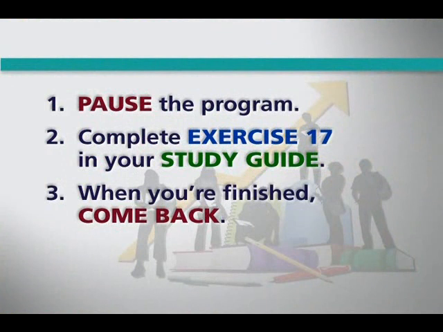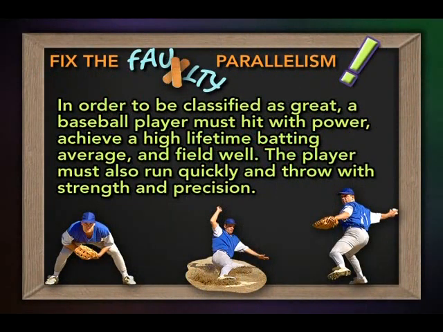So now what I would like you to do is to pause the program and correct the faulty parallelism in the paragraph about baseball players. Then come back. Here's my answer. In order to be classified as great, a baseball player must hit with power, achieve a high lifetime batting average, and field well. The player must also run quickly and throw with strength and precision.